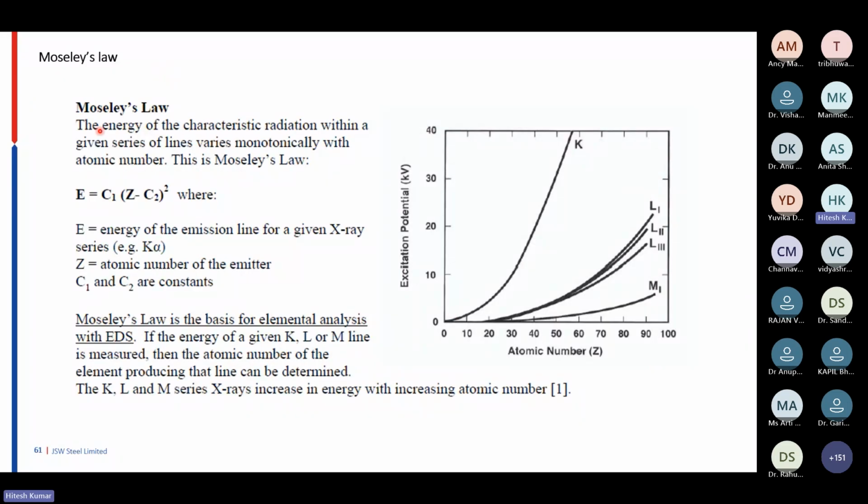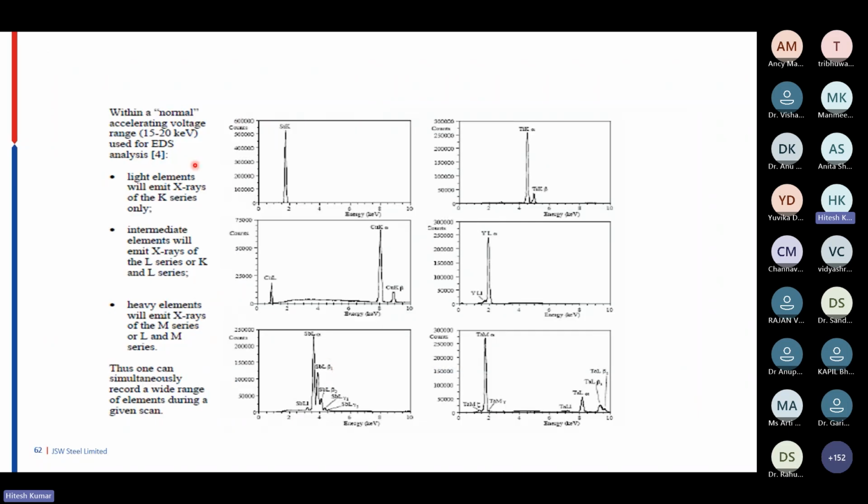So this all works on Moseley's law. What it says is that the energy is going to be taken care of with the help of the atomic number of your sample. C1 and C2 are two constants which directly give you the elemental analysis with the help of this law. So if the energy of a K, L, M, or N line is measured, then the atomic number of the element producing the line can be determined. This is an easy way to calculate what type of element is present in your material.